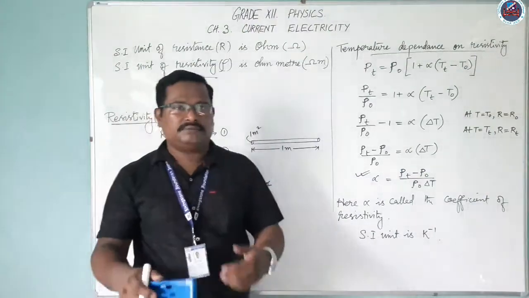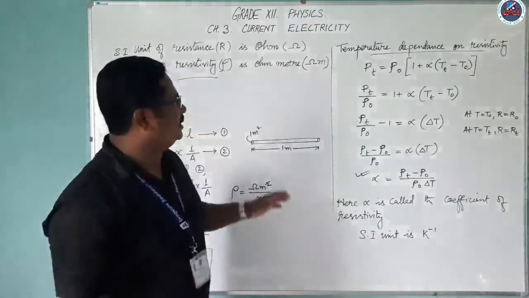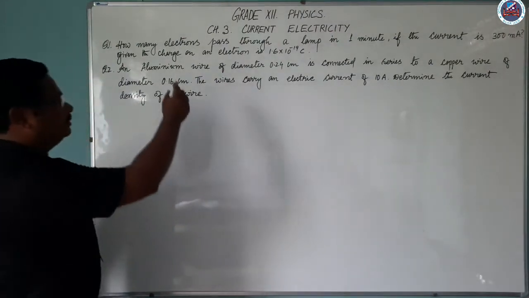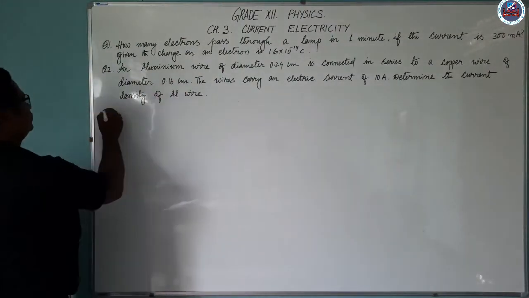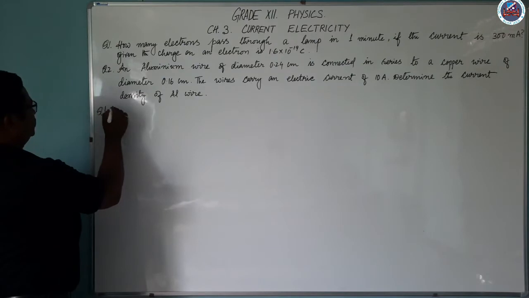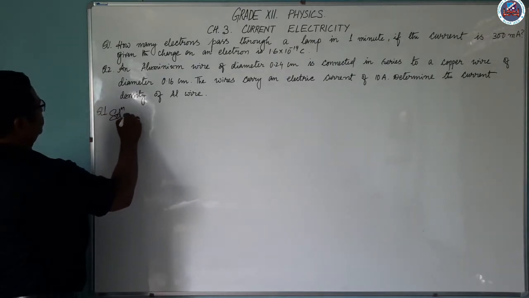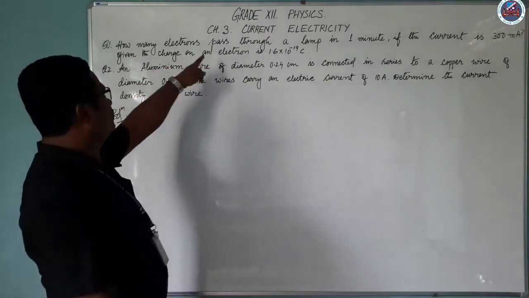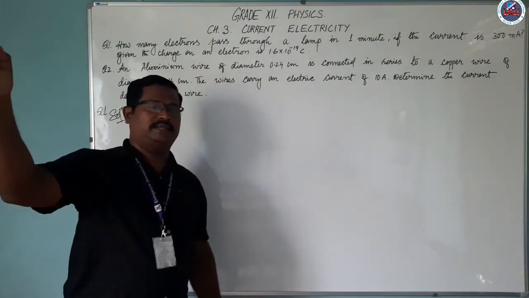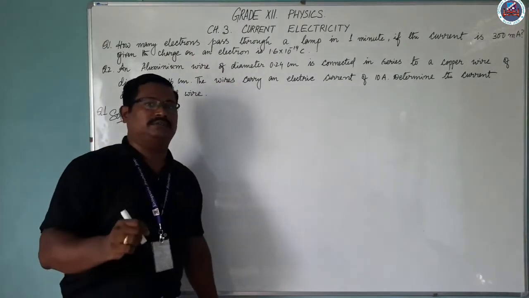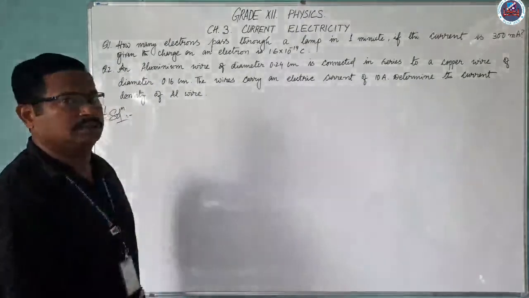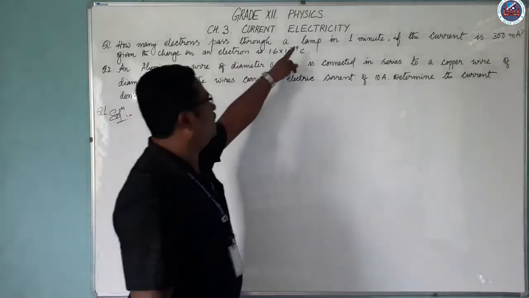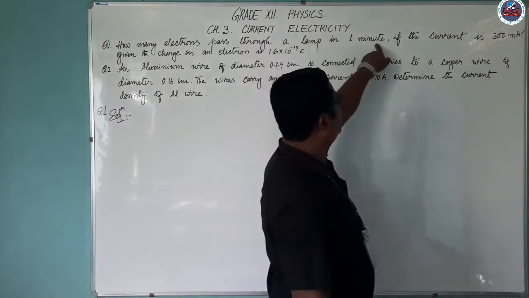Now let us do a few numericals and see the things we have discussed. Let us solve some simple numericals. Let us see the first question. Question number 1. Solution. How many electrons? The moment they say how many electrons, they are asking the number of electrons. We represent it with small letter n. How many electrons pass through a lamp in 1 minute?